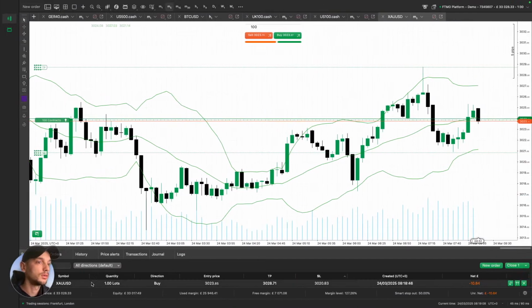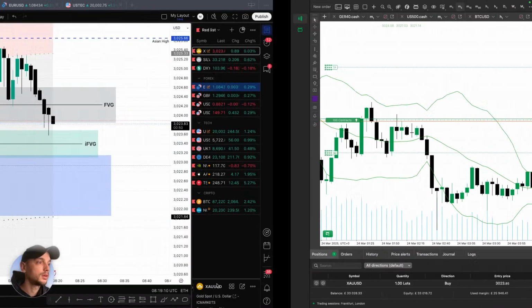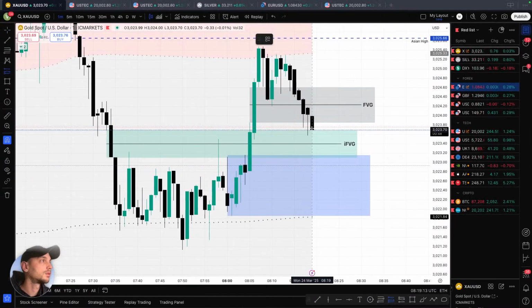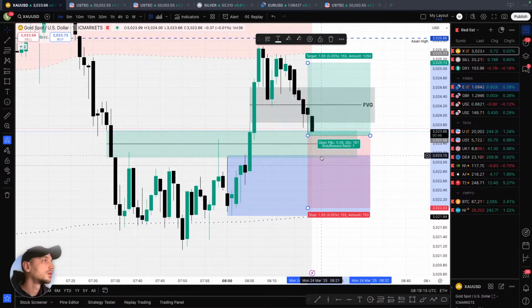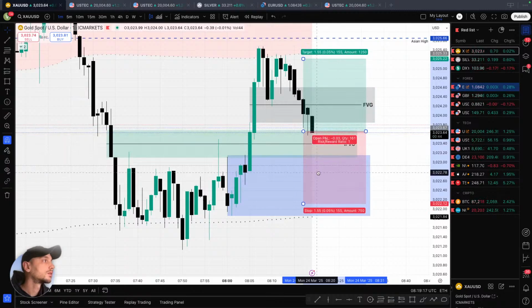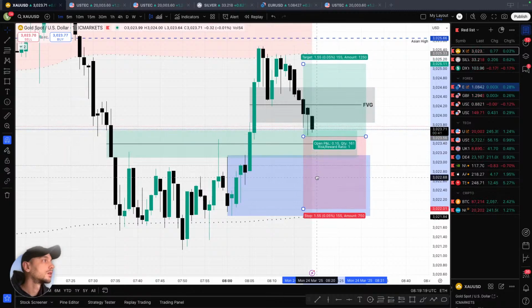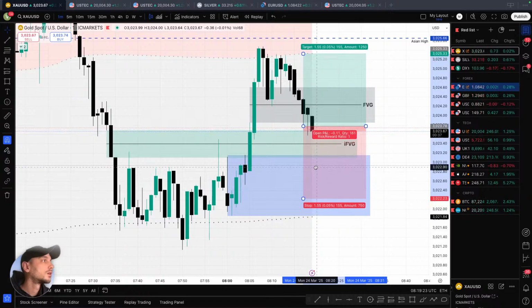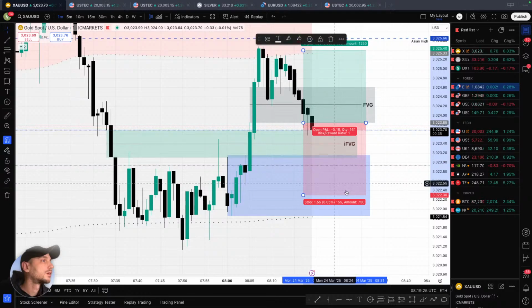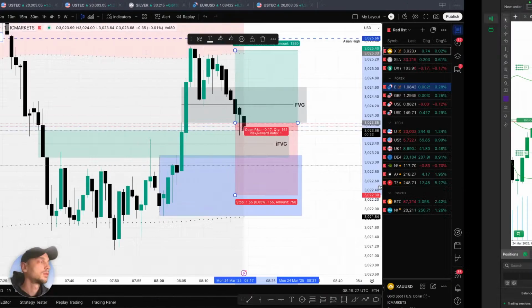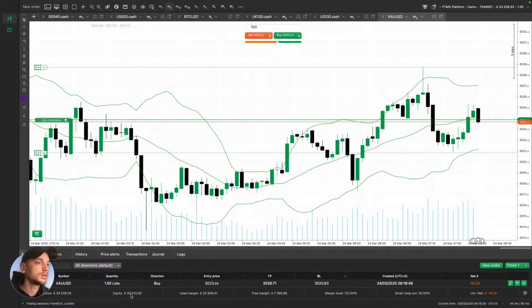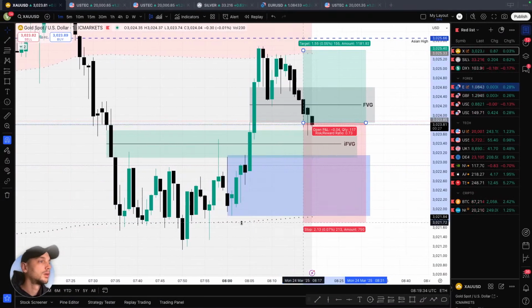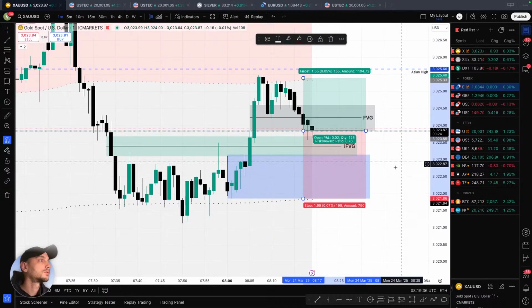What price did we get filled? 23.85. Is this correct? 23.85. Stop loss all the way down here.